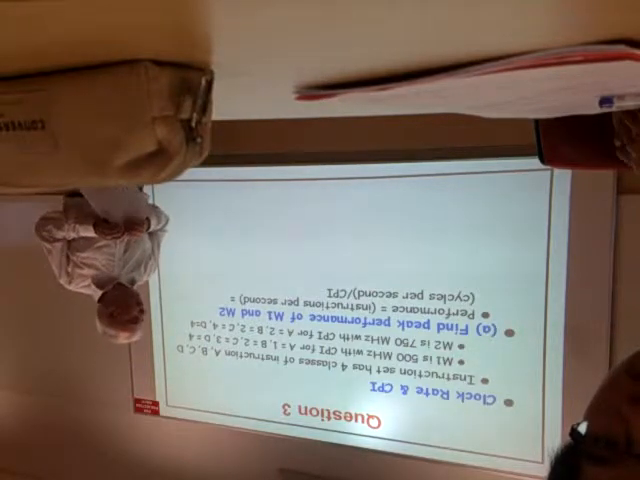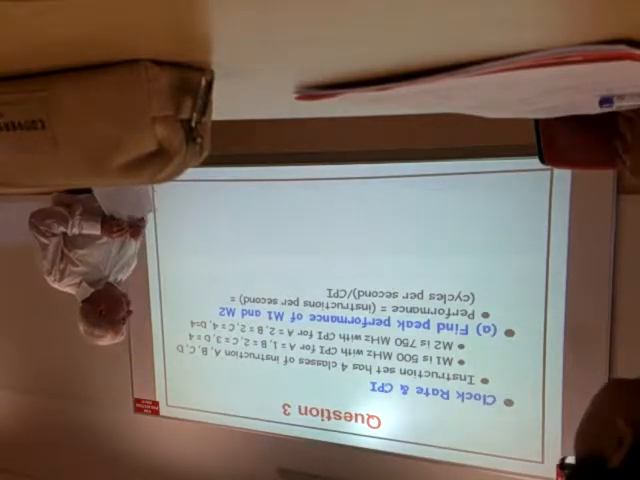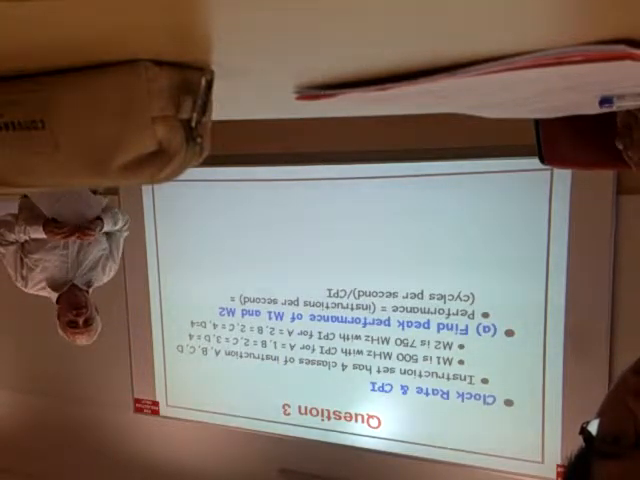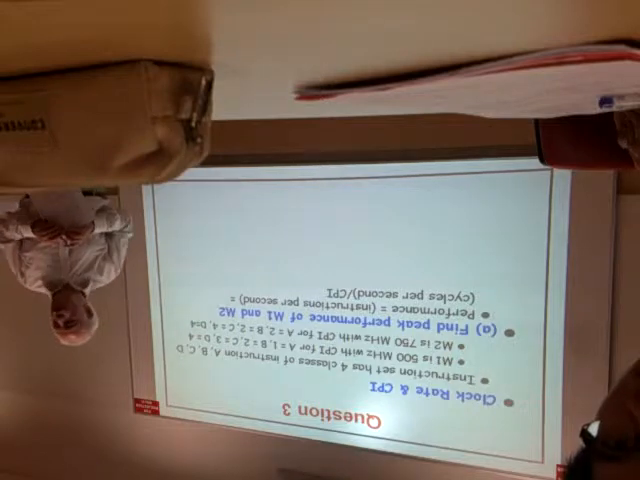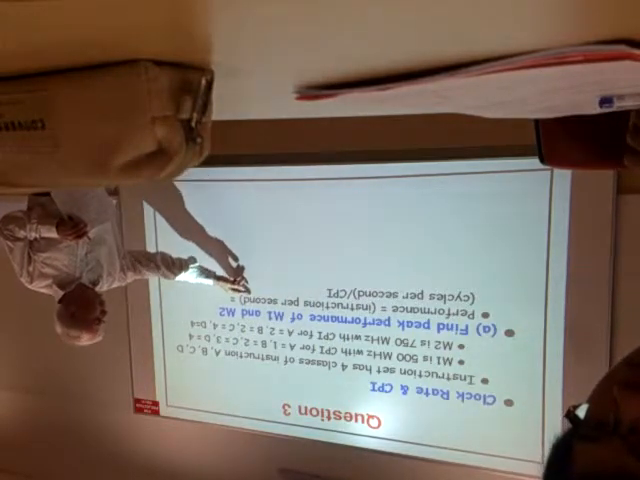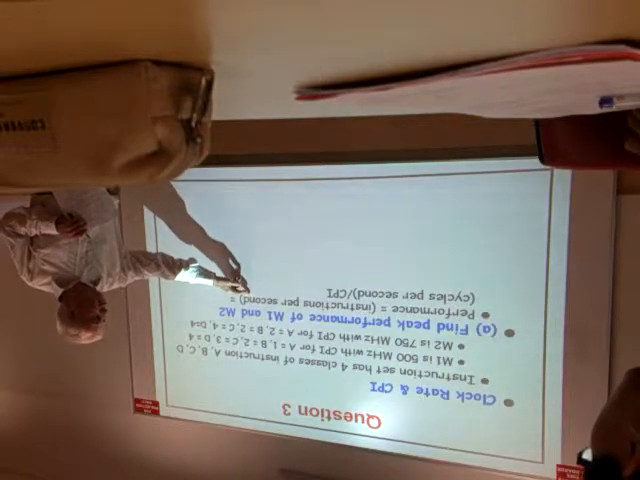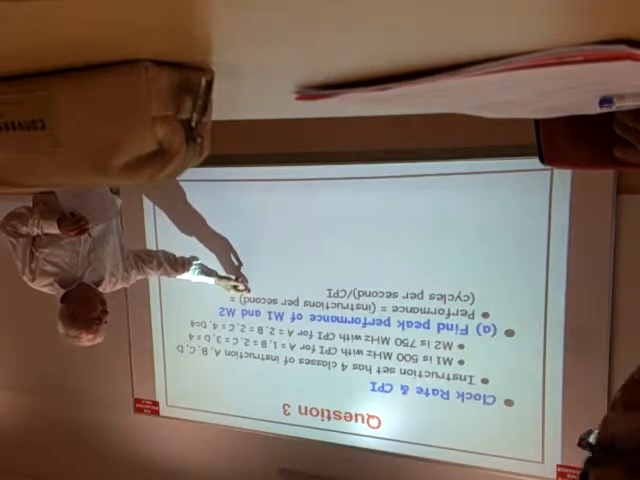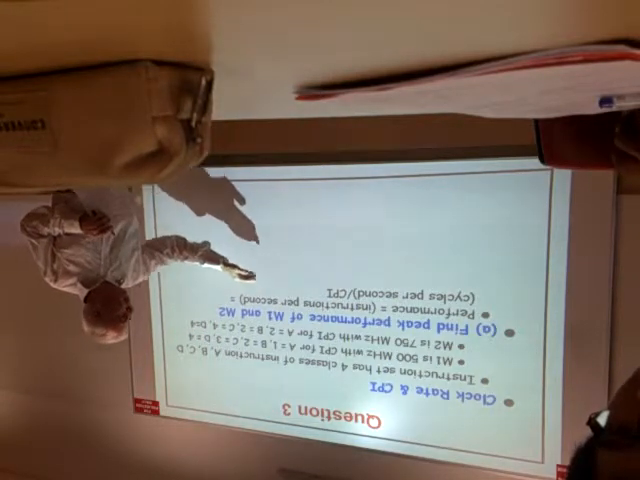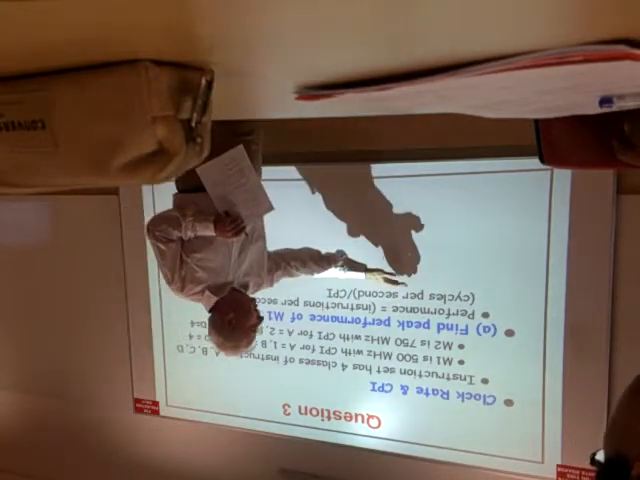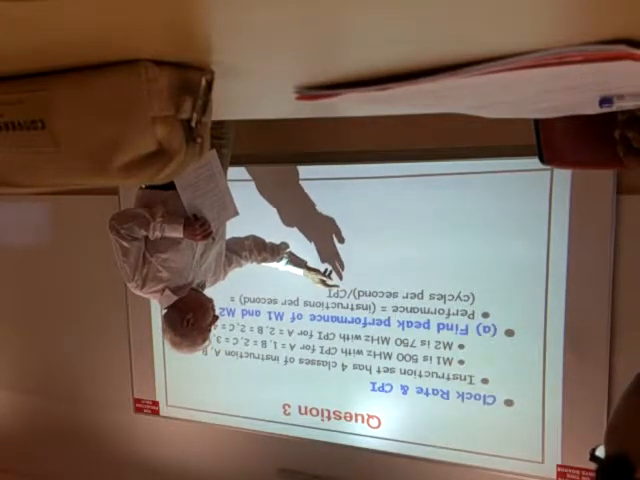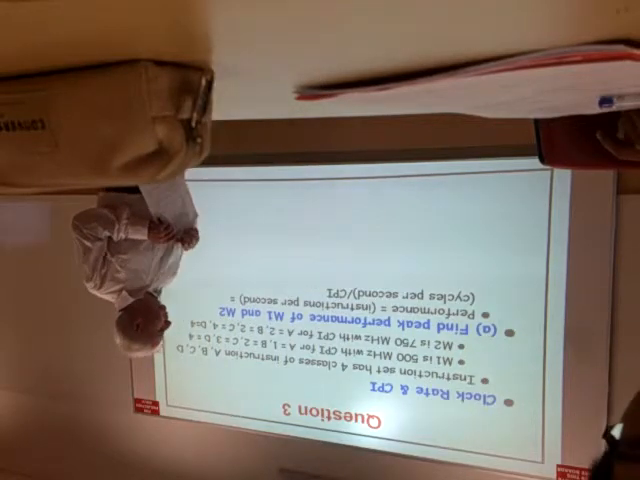We're asked to find the peak performance of M1 and M2. So in this case, we can regard performance as being instructions per second, and we can calculate instructions per second again using a relationship we've previously come across. Instructions per second is cycles per second divided by cycles per instruction.